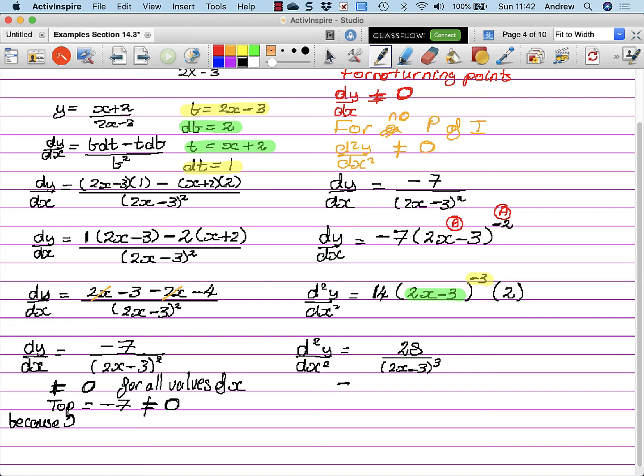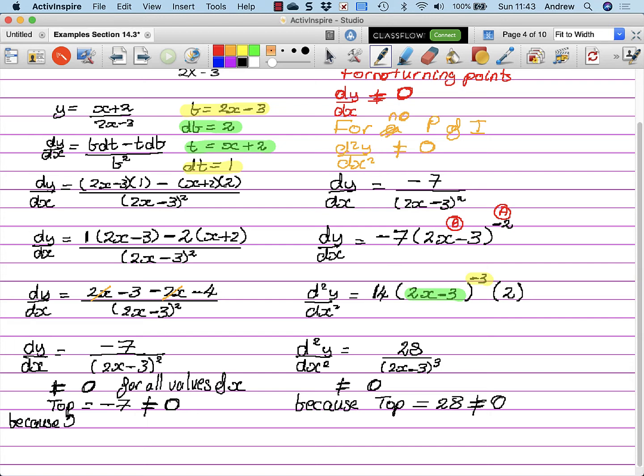And over here, same argument. This is not equal to 0, and the reason why it's not equal to 0 is because the top is equal to 28, and the top is not equal to 0. Simple as. And that's all you have to do in order to prove this question correct.